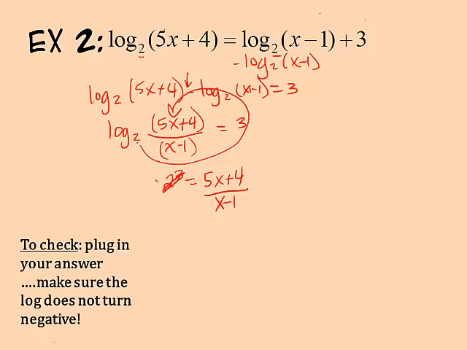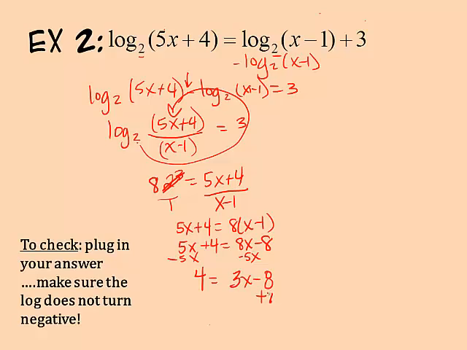Well, 2 cubed is 8. Hopefully you know that. So when I cross multiply, I get 5x plus 4 equals 8 times x minus 1. Distribute out my 8. And I'm going to solve it for x. I'm going to subtract 5x from both sides. So when I subtract it, I get 4 equals 3x minus 8. If I add 8 to both sides, I get 12 equals 3x. Divide by 3, x equals 4.